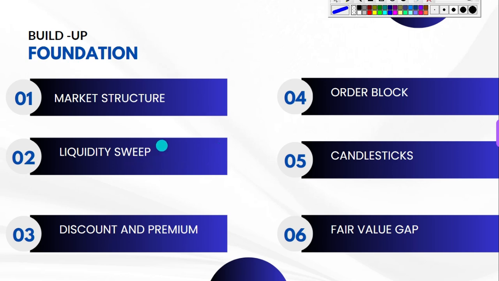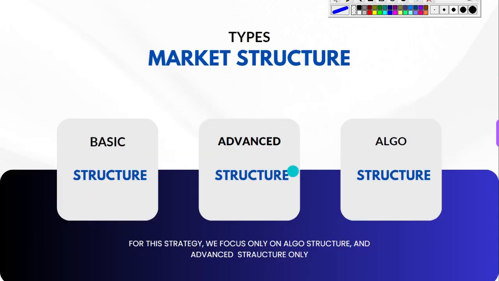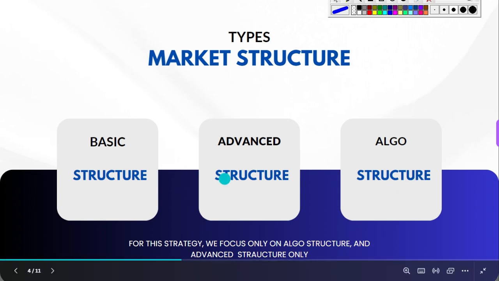So by now I believe we have covered everything related to market structure based on this strategy. We started with the basic market structure to the advanced market structure. We also discussed the algo market structure and saw some chart examples of this particular market structure.